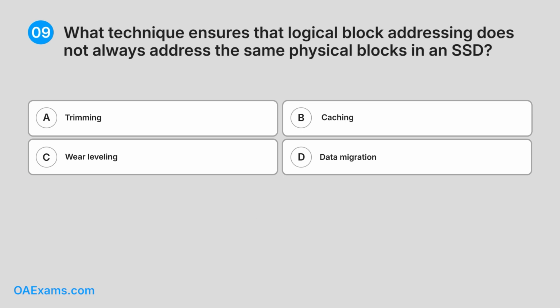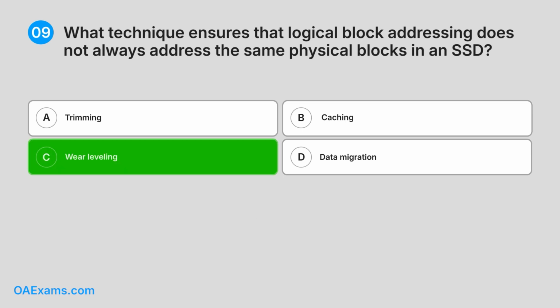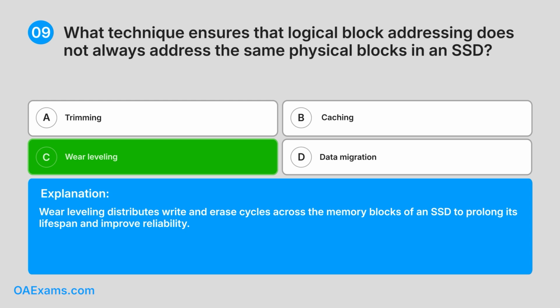Correct answer. C. Wear leveling. Explanation. Wear leveling distributes write and erase cycles across the memory blocks of an SSD to prolong its lifespan and improve reliability.